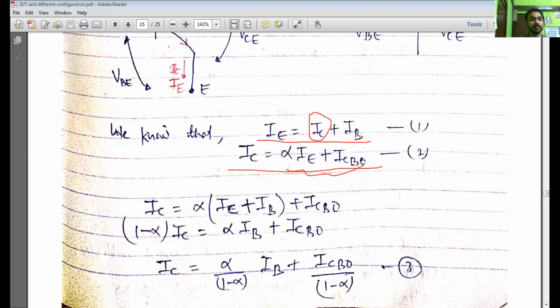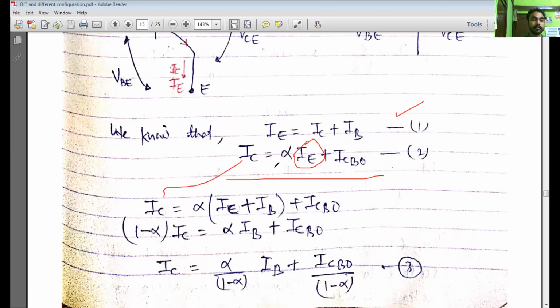So you can see the mathematics. We keep putting the value of IE in equation 2. In this equation I have a term IE, and I can put the value of IE from equation 1 into equation 2. So now you see IC is equal to alpha times IE, and instead of IE we have kept IC plus IB, plus ICBO.